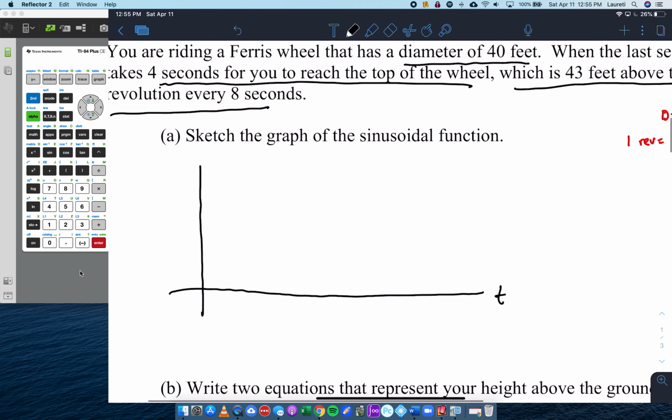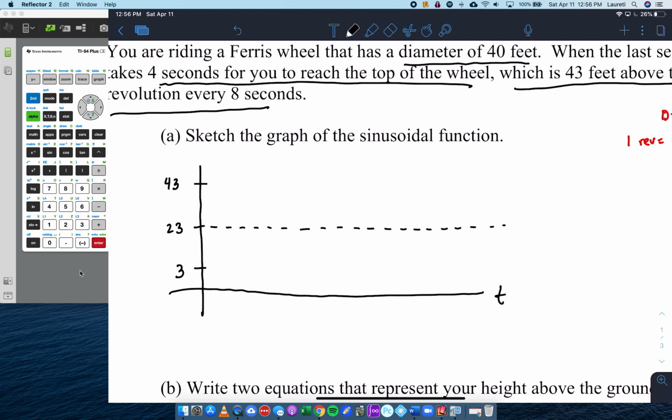Okay, so if you're getting on at the bottom, that's going to make you 3 feet above the ground. And then the highest point is 43 feet. So the diameter of the wheel is 40 feet, the difference between the two. Now, what would be in the middle of 43 and 3? If you subtract the two, you get 40. If you divide that in half, you get 20. So if you add 20 to the lowest point, you get 23. So that's going to be where your axis is.